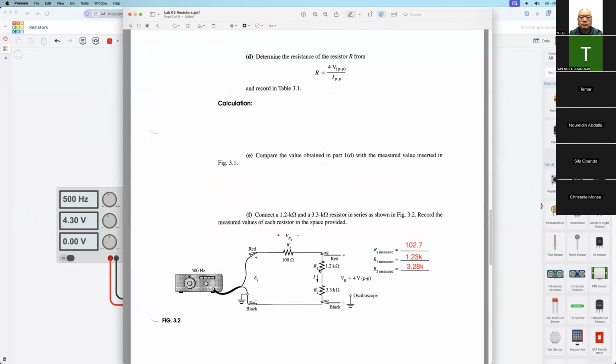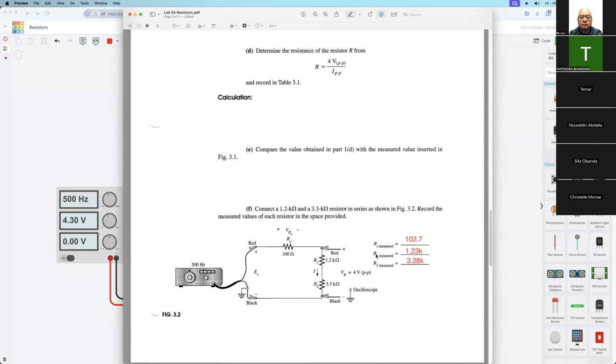So add one more resistor, a 1.2 kilo ohm resistor, still in series. Then for this one, we need to measure the voltage across R1 and R2, which is 4 volt peak to peak. So again, adjust the source voltage until the voltage across R1 and R2 is the 4 volt peak to peak value. Then the other steps are the same.